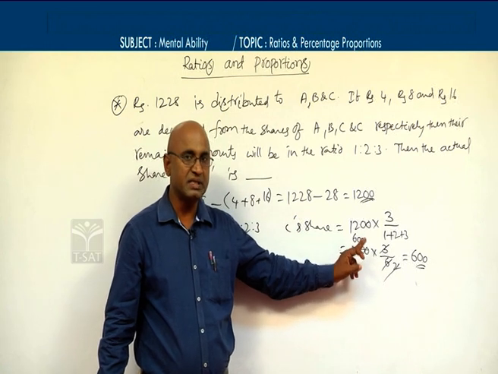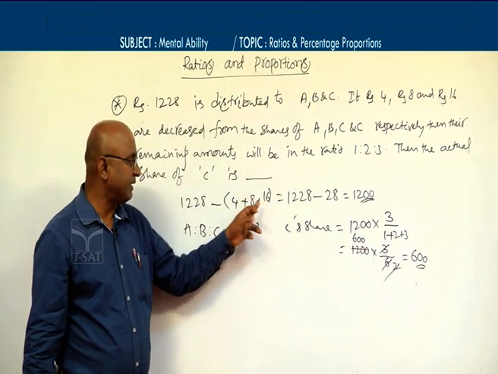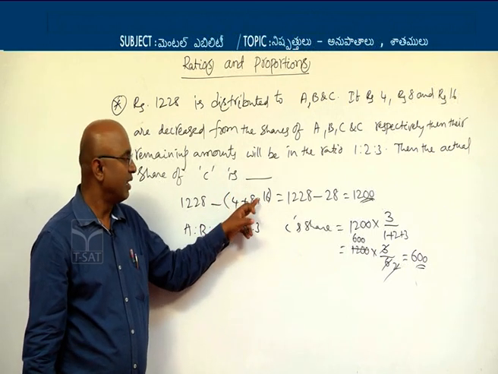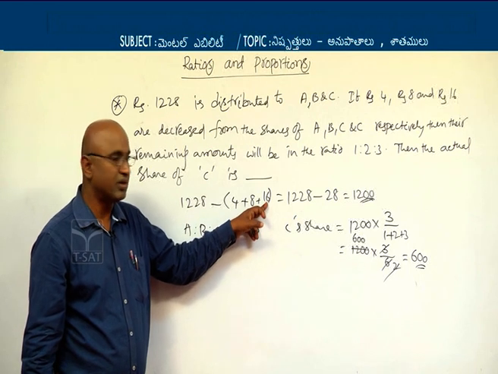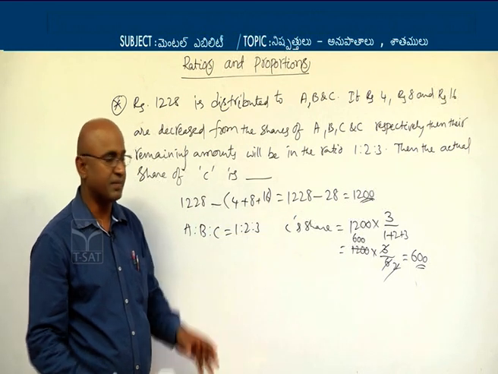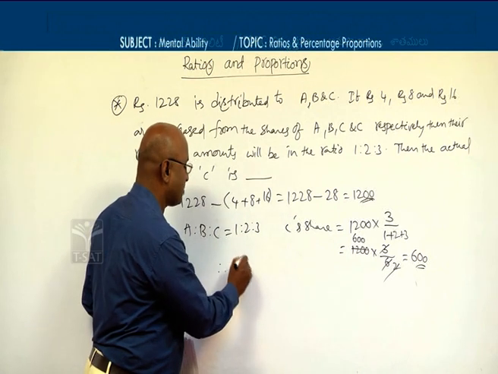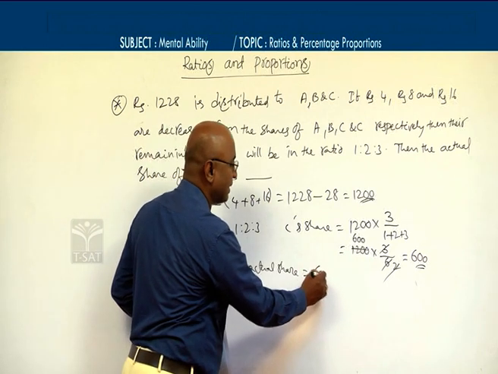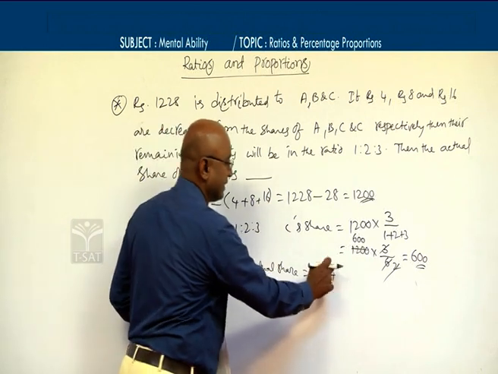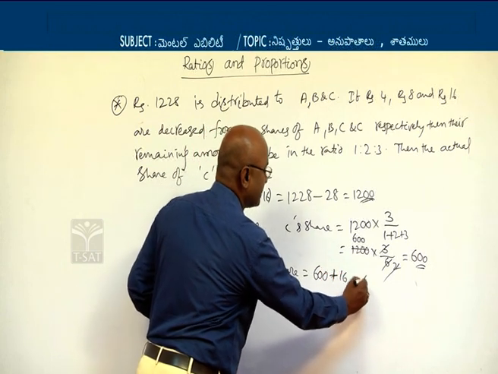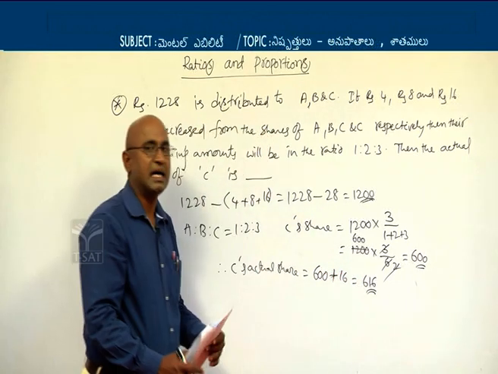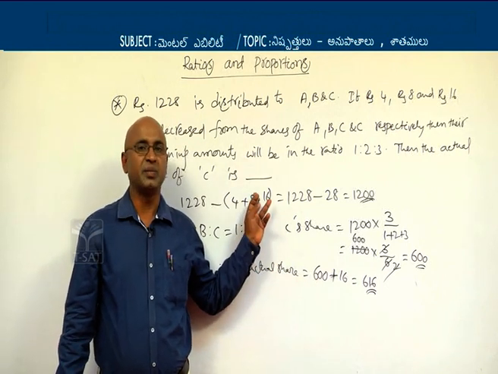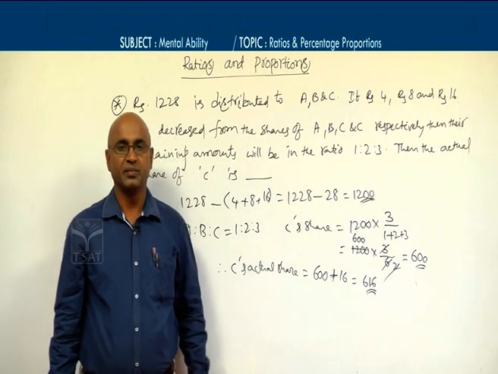Now actual share of C is what the amount we deducted has to be added. So C's actual share is equal to 600 plus the amount we deducted, that is 16, that is equal to 616. C's actual share is 600 plus the 16 rupees we deducted earlier, that is 616 rupees.